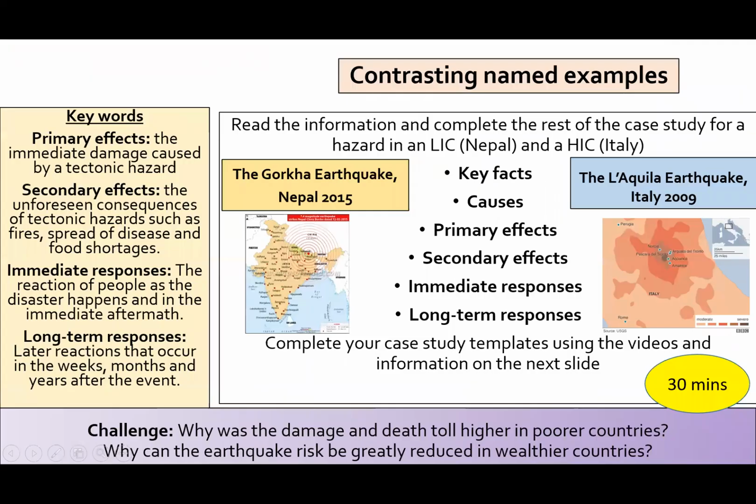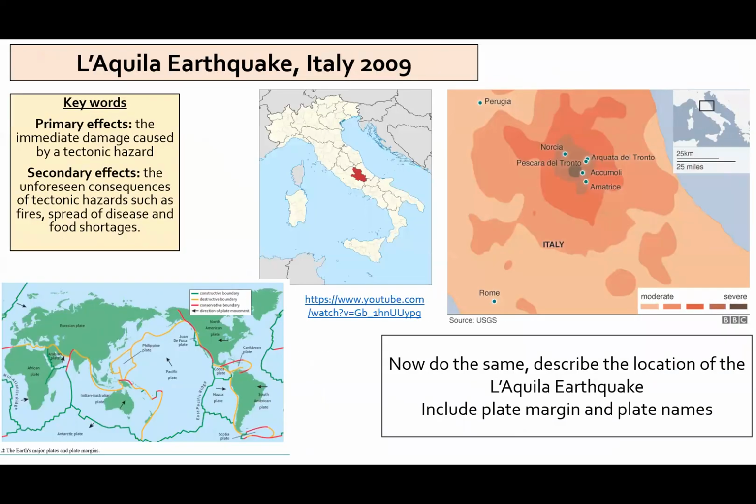The second one we're going to look at is an earthquake that occurred in Italy in 2009 called the L'Aquila earthquake because of the region it occurred in. So you can see here it is in the centre of Italy. And Italy also lies along a destructive margin, so where two plates are moving together. You can see it's just off here, and this map here shows you where the shaking was the worst.